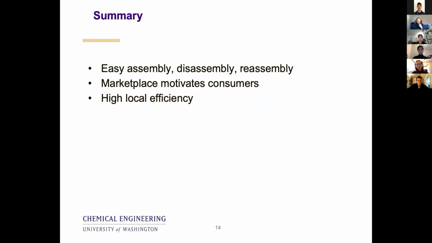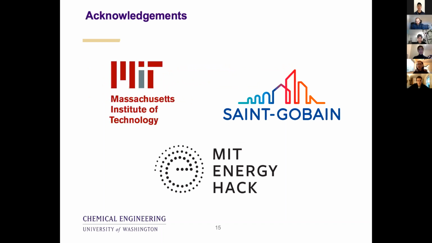Our plan will lower the cost of deconstruction by providing materials that are easy to assemble and disassemble. The central market would provide motivation for the homeowner or contractor to pay more upfront for deconstruction because they can then sell the usable materials at the marketplace. Those materials can then be resold, keeping them local. This system leads to high local efficiency, reducing labor costs, and improving sustainability.